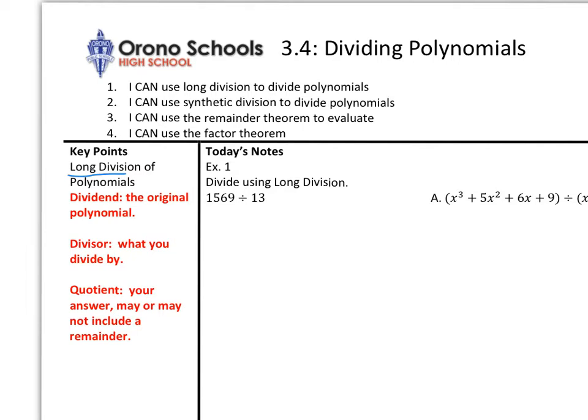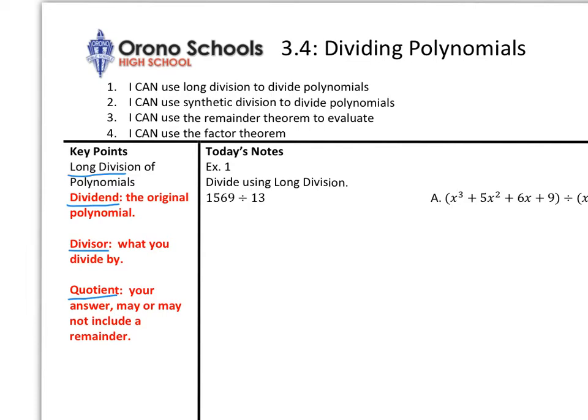The original polynomial that you start with is called a dividend. That's just whatever big polynomial you have initially. You'll divide by a smaller polynomial, and that's going to be called the divisor. The answer you get in division is called a quotient. You may or may not have a remainder.